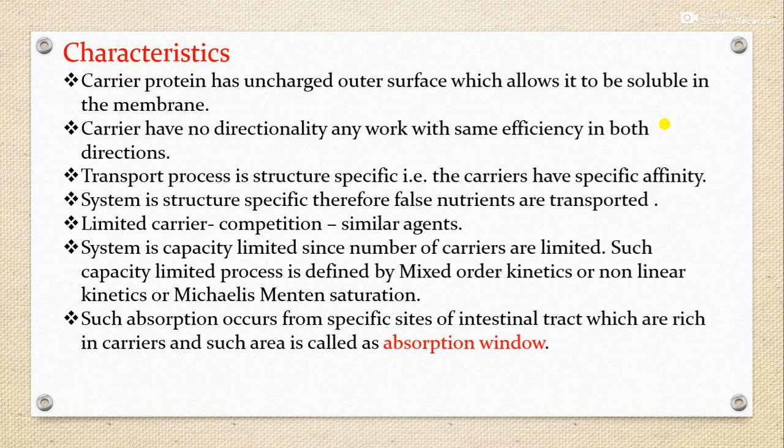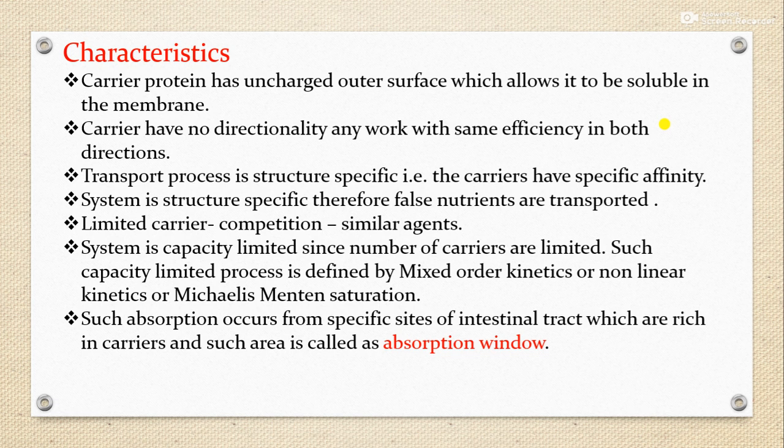The transport process is structure specific, so it involves affinity. The carriers have specific affinity towards the molecules to be absorbed. Since the system is structure specific, false nutrients are also transported. So some drugs which have a similar structural relationship with the vital nutrients may be transported via such a transport process.